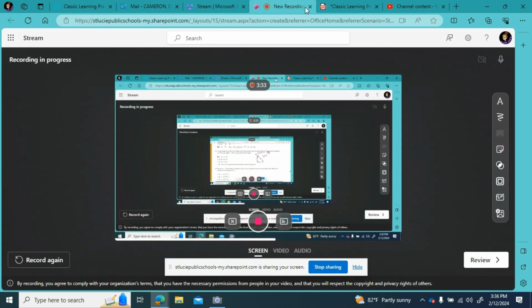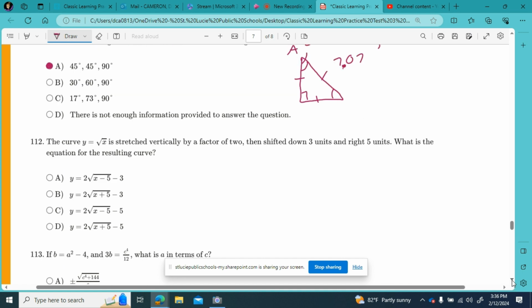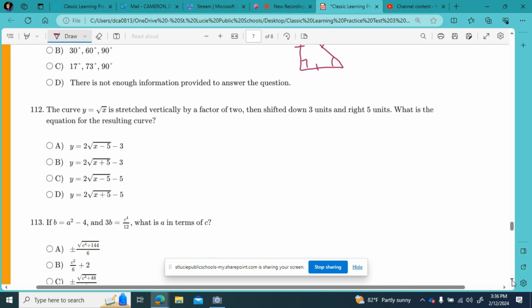And question number 112 says, the curve for y equals the square root of x is stretched vertically by a factor of 2, then shifted down 3 units and right 5 units. What is the equation for the resulting curve? So stretched vertically by a factor of 2. Look at that. All of them did the same thing. They multiplied it by 2. There wasn't a 2 there.